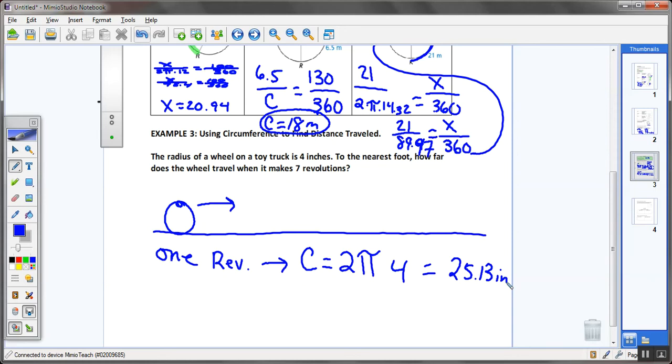Yeah, if one revolution is 25.13 inches, you all understand how we got that, right? We turned it one whole revolution, or rolled forward one whole revolution. That would be 25 inches forward. But if I want 7 revolutions, we're going to take 25.13, so 7 revolutions would equal 7 times what, kids? 175.91.